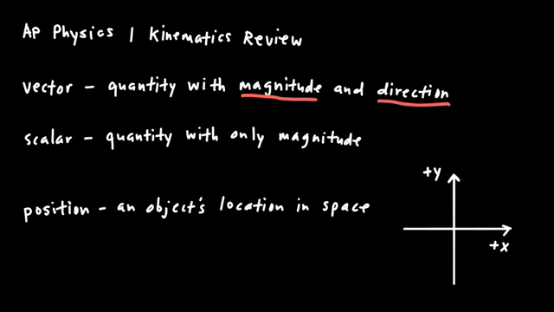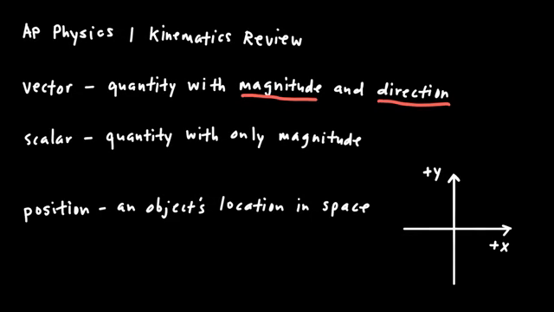So when I say magnitude, I'm talking about the size of something. And the way we typically represent the size of a quantity in physics is we have a number and a unit associated with that size or that magnitude. A vector also has direction, which tells me in which direction something points. Sometimes that's indicated with an angle, which is more precise. Sometimes it's indicated as north, south, east, west. And sometimes it's just indicated by whether something is positive or negative.